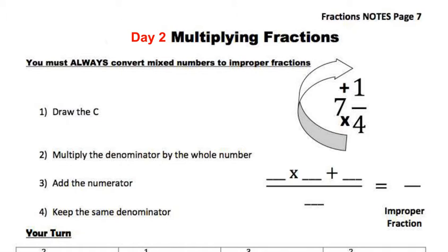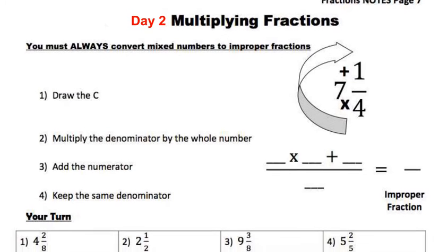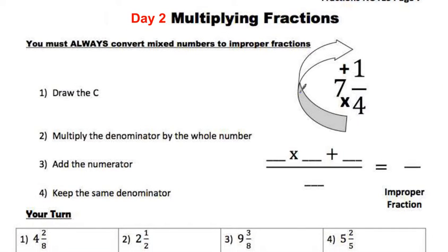The first step of the magic C is you're going to draw a C, or you just draw a loop around the fraction. You're going to multiply the denominator by the whole number, and then you're going to add the numerator. And we're going to always keep the same denominator. So if we were to write this out, it would be 4 times 7 plus 1.